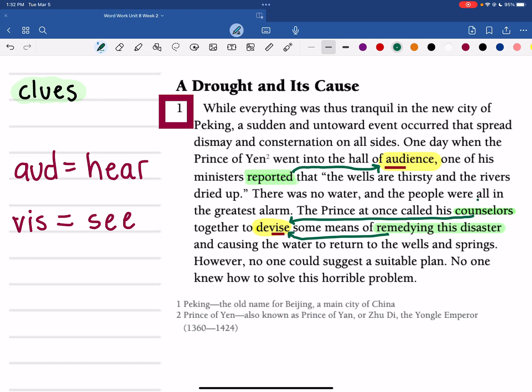So I know that counselors help. I know that if there's some sort of a disaster, then that means that there's been a problem that needs to be solved. Now, if you are the prince and it is your job to solve problems and you're talking to your counselors about a problem, you need a plan. So I know the word devise has something to do with a plan.